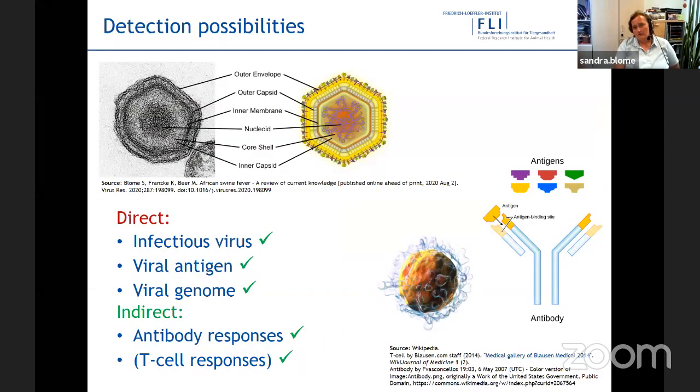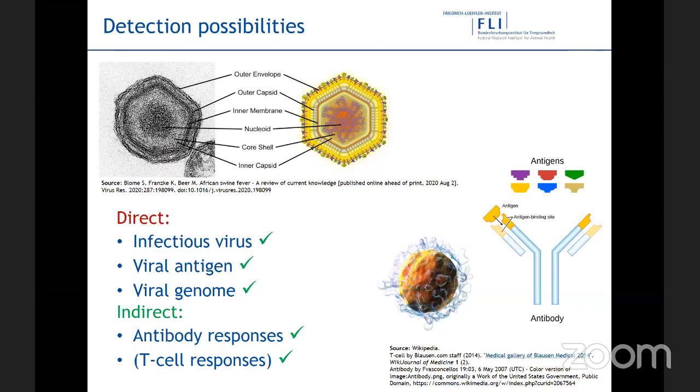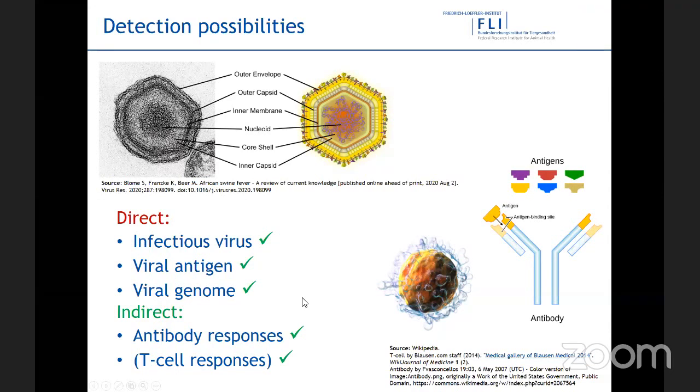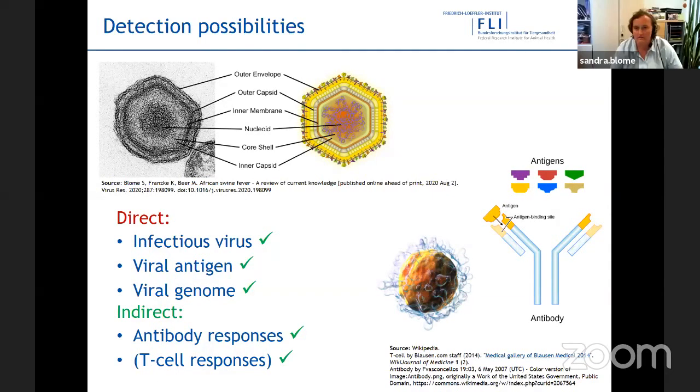What possibilities do we have to detect the virus? First, what we call direct methods will detect the pathogen itself. So you see, African swine fever is a really beautiful virus, but it is very complex. And we can detect either the infectious virus, some viral antigens, or also the viral genome. So it's in the end the sequencing or the sequence. Then, of course, the host will react to the virus, and we can also detect the responses of our hosts, so antibody responses, and in some cases also T-cell responses.